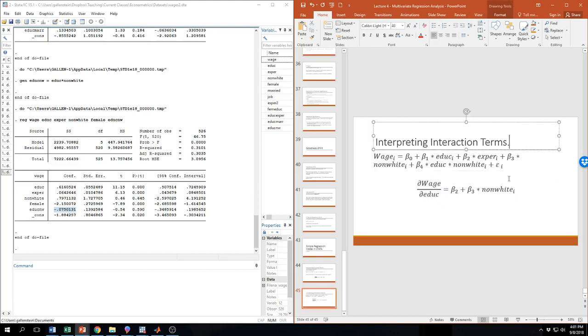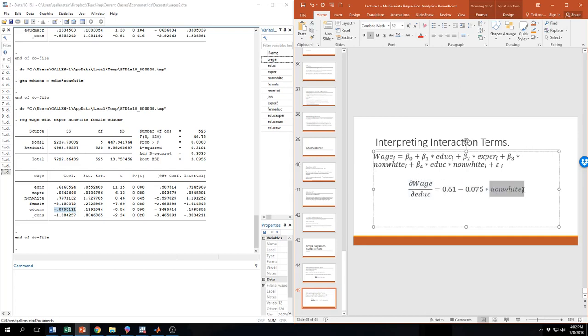All right, so let's say we've done this, and now we're going to interpret it. So let's take our values here. We've got education, so beta 2 is going to be 0.061, and then beta 3 from our model, beta 4 from our model, the coefficient on the interaction term, is going to be, let's plug this in, negative 0.07. How do we interpret this? What we would say is that if you are white, that means non-white equals zero. If non-white equals zero, then the impact of education is 0.61. All right, that's how we interpret that.